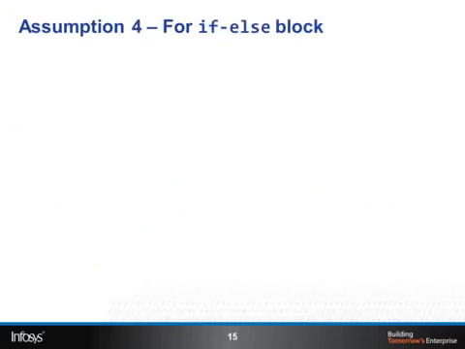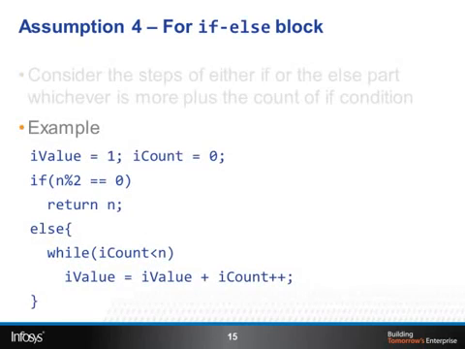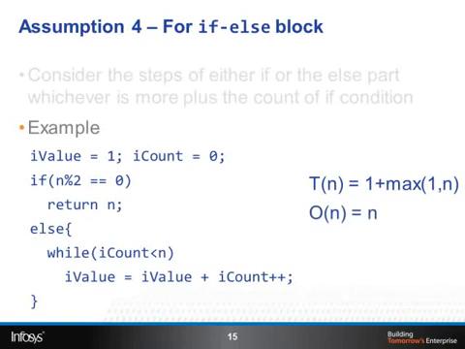Assumption 4 gives us way of calculating step counts in if-else statement. As we are calculating step count in worst case scenario, we consider the step count of either if or the else part, whichever is more, plus the count of if condition. As in the given code, step count in if part is 1 and else part is n. The step count for if condition is 1. So we calculate the total step count as step count of if condition, that is 1, plus maximum of step counts of if and else parts, that is maximum of 1 and n. Hence, after applying assumption 1, the order of magnitude is n.